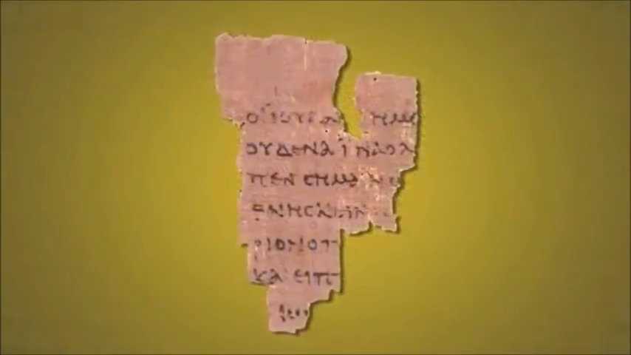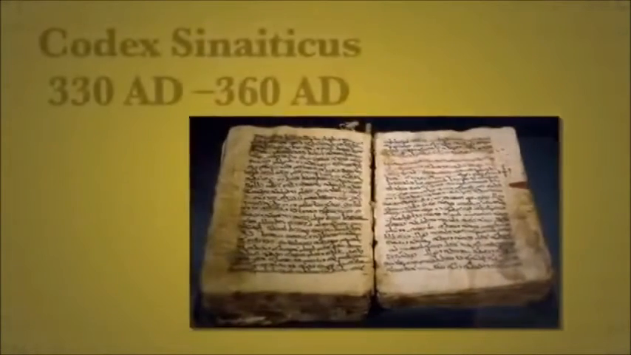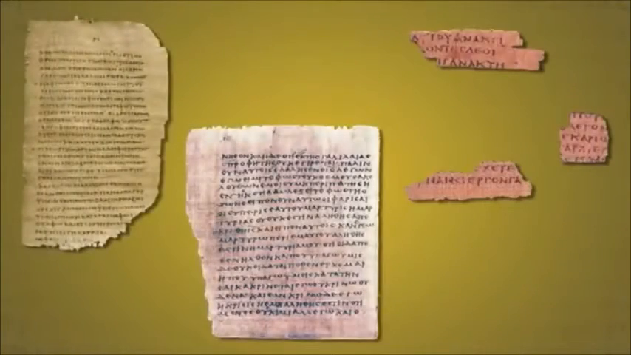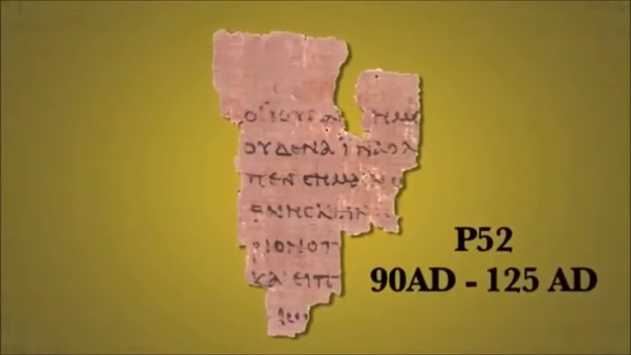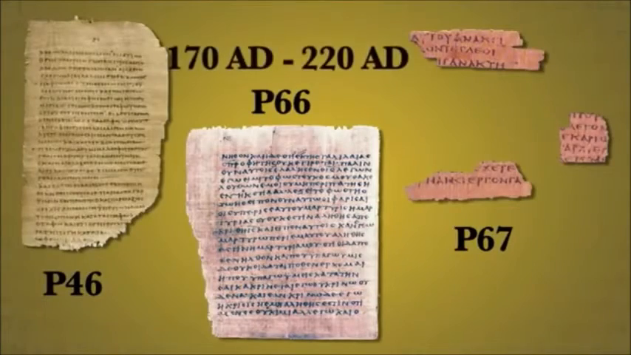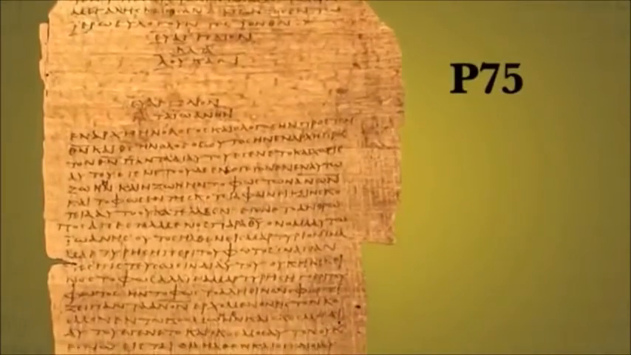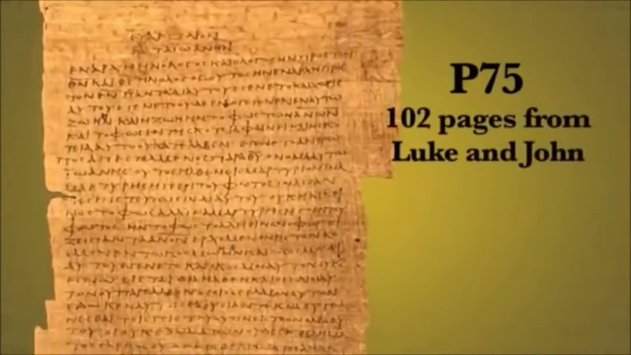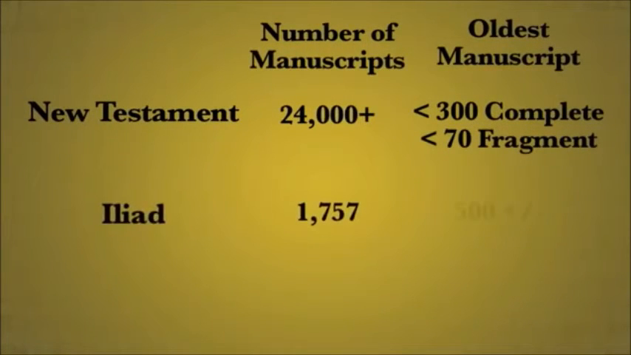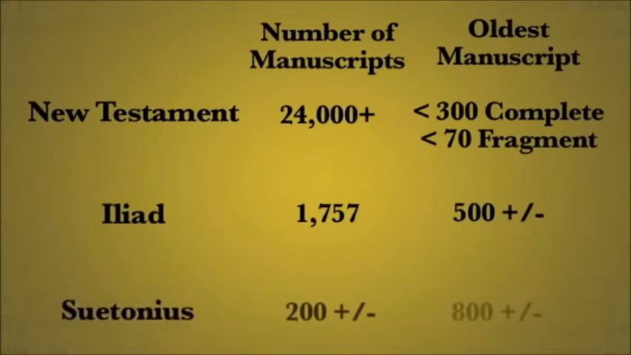The oldest complete New Testament is within 300 years of the original, the closest of any ancient document. But we have even earlier witnesses and fragments, like this one, P52, from between 90 AD to 125 AD, and others like these, from approximately 170 AD to 220 AD. We also have a larger fragment from around this time in P75, which has 102 survived pages from Luke and John. Comparing this to other ancient documents, the earliest copy of the Iliad is far off with 500 years from its original, and Suetonius is 800 years from its original. As you can see, the New Testament is by far the closest to its original than any other ancient document.